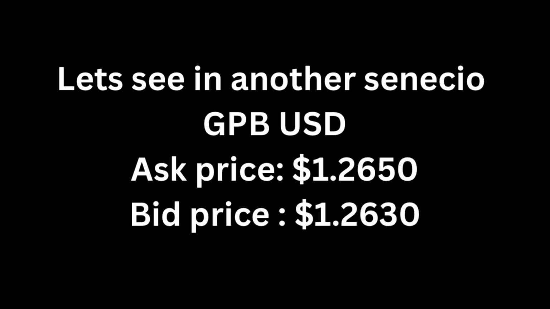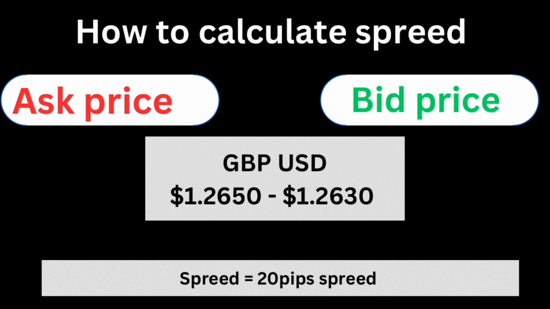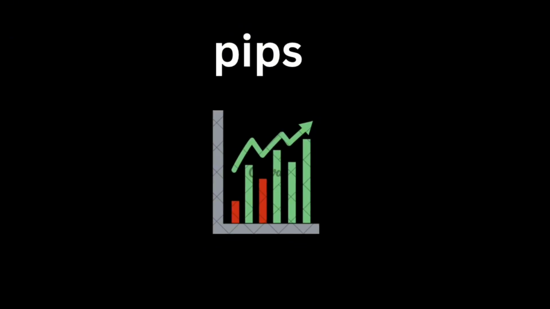Let's say we have GBP USD and the ask price for the GBP USD is 1.2650 and the bid price is 1.2630. You do the same math. You subtract the ask price from the bid price, which is 1.2650 minus 1.2630. Then you multiply it by 10,000. That will give you an approximate of what? 20 pips spread.